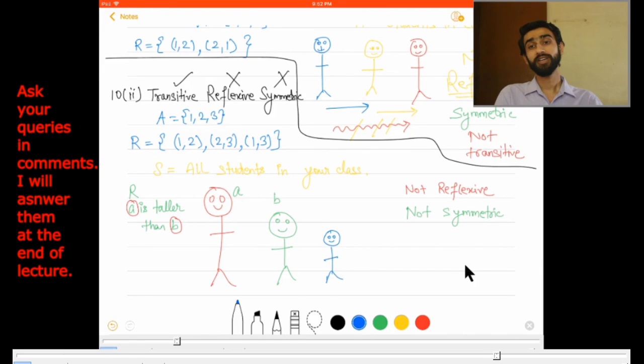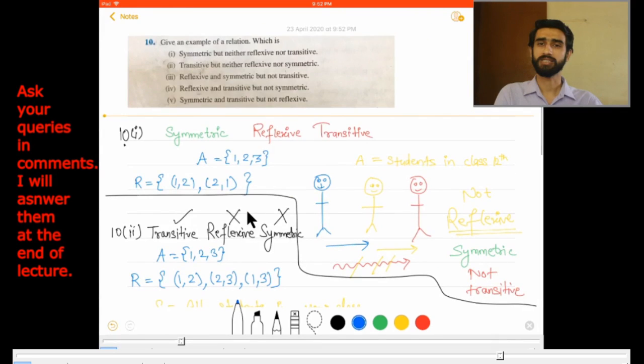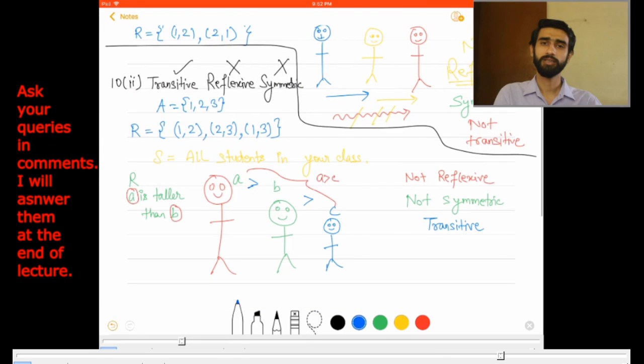Now for transitivity, I need 3 students. I draw one more, C. Now can you say if A is taller than B, and B is taller than C, then A is taller than C? Yes, obviously. So this relation is transitive, and we have satisfied the condition asked in our question.